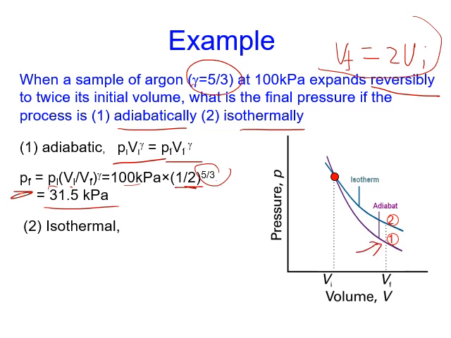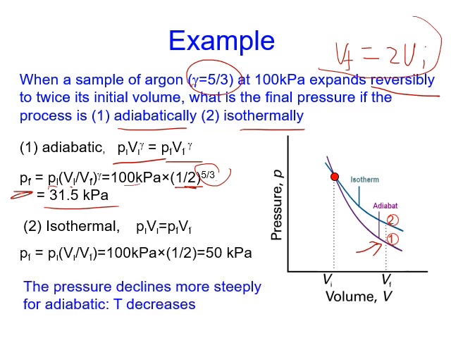Now, for isothermal, you use Boyle's law. So PV initial equals PV final, and we can calculate the final pressure. This is again 1/2, so you get 50 kilopascals. So you can see in the adiabatic process, the pressure decreases more quickly, from 50 for the isothermal to 31.5 for the adiabatic. This is because the adiabatic process consumes internal energy when it expands, so temperature drops and therefore pressure decreases more quickly.